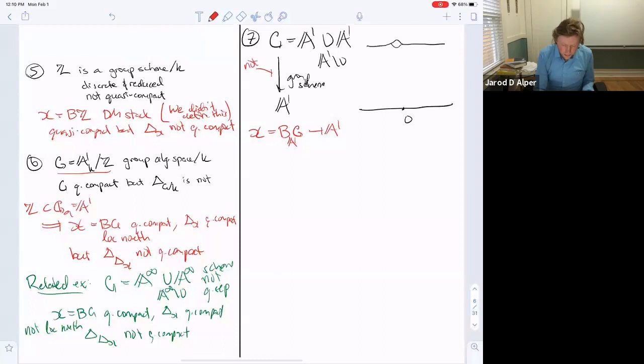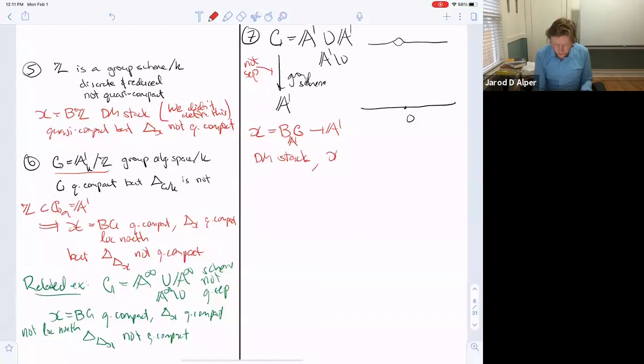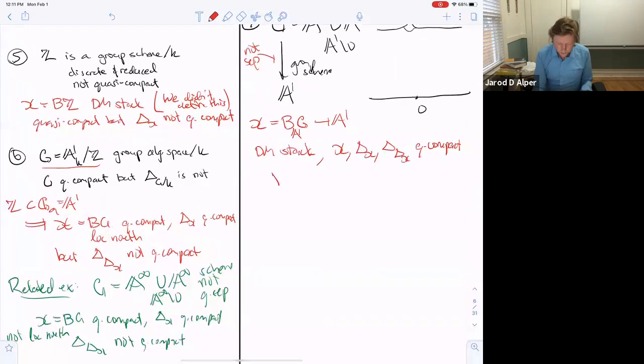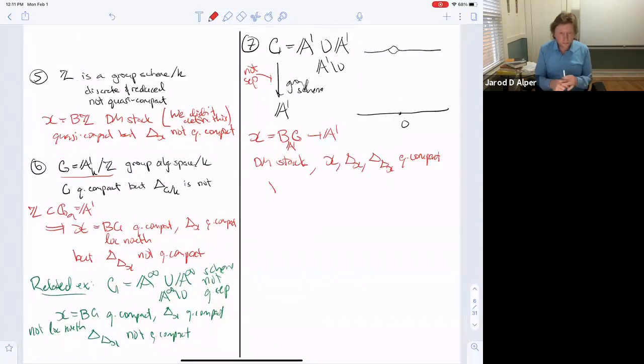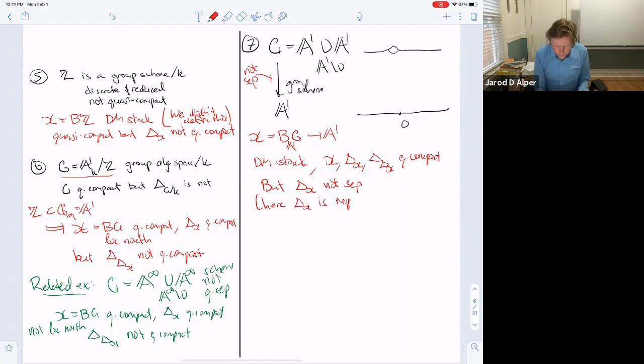And note that this is not a separated group scheme. So we're again in the case where we don't know that this quotient is an algebraic stack, but let's ignore that for now. And what you get, so this is a DM stack. You can show it's a DM stack. And X, the diagonal of X, and the diagonal of the diagonal are all quasi-compact. But the diagonal is not separated. So this gives you an example of a Deligne-Mumford stack with quasi-compact diagonal, but not separated diagonal. And note here, the diagonal is also representable by schemes.